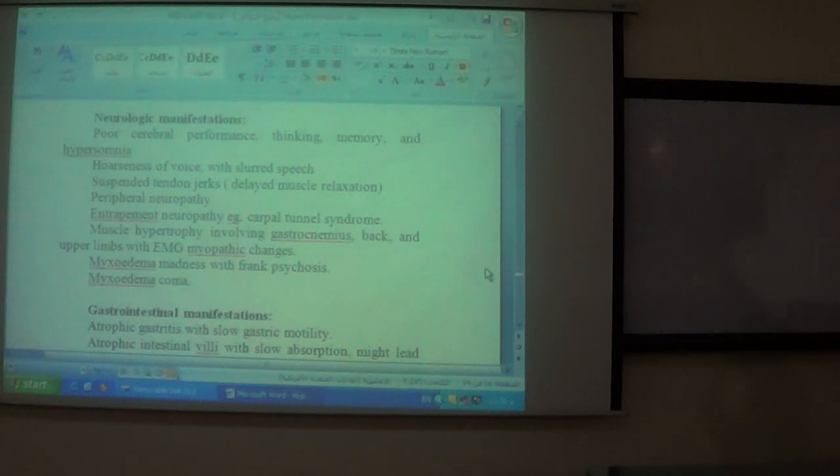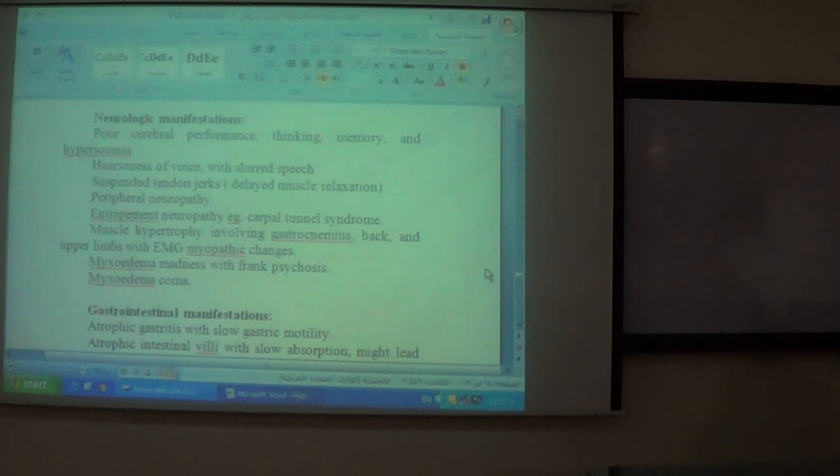Entrapment neuropathy, like carpal tunnel syndrome, occurs because of overcrowdedness of the tissues below the flexor retinaculum in front of the wrist joint, or tarsal tunnel syndrome, or ulnar nerve entrapment at the elbow. Any entrapment neuropathy can occur in this patient, like in acromegaly, obesity, diabetes, and rheumatoid arthritis. All these diseases may also have entrapment neuropathy. Muscle hypertrophy involves the gastrocnemius muscle, the back muscles, and the upper limb muscles, with EMG myopathic changes.